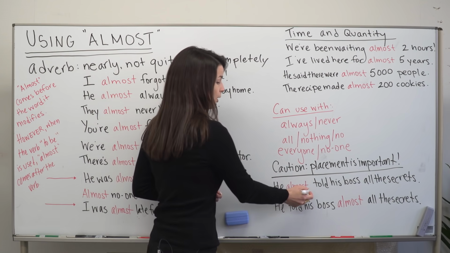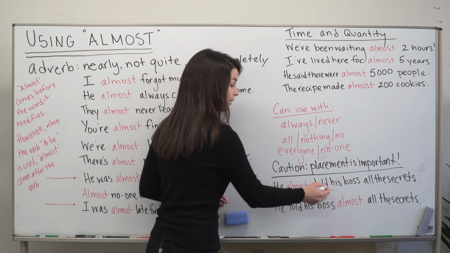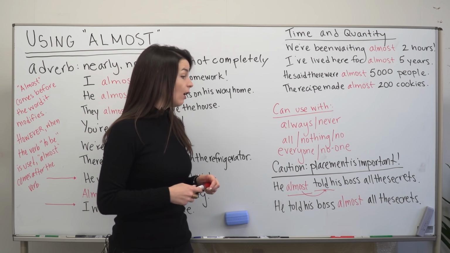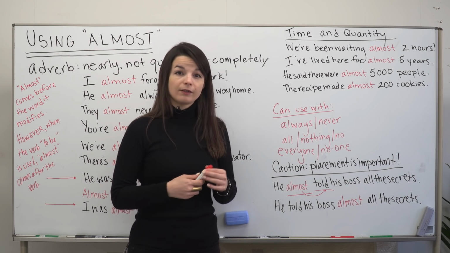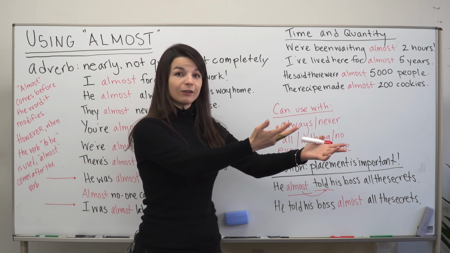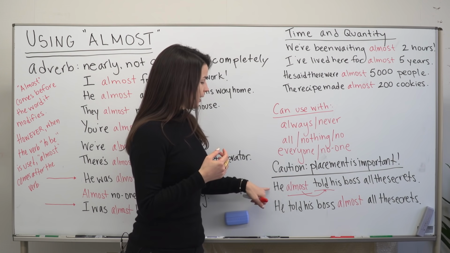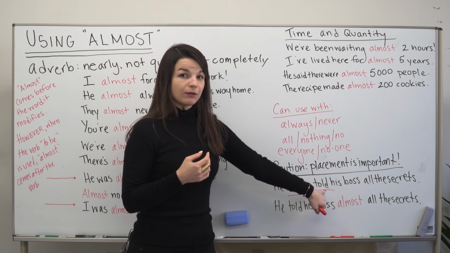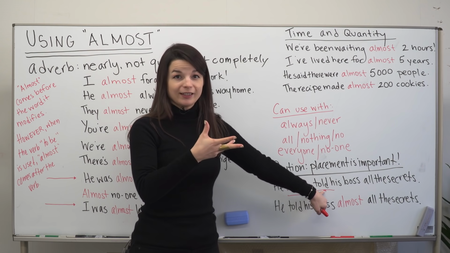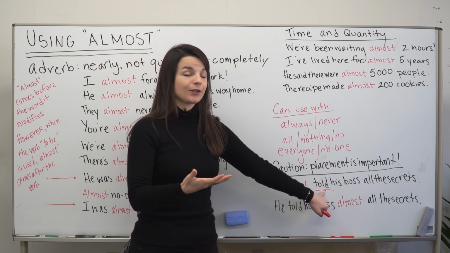Here, I've used almost before the verb told. So almost is modifying the word told here. He almost told his boss all the secrets, meaning he very nearly told his boss all the secrets, but he did not. So here, almost modifies this verb, told, meaning the action itself. He almost did this action, but he did not do the action.